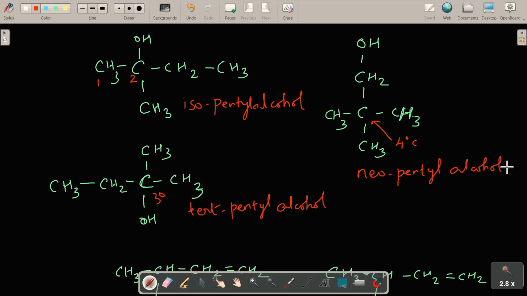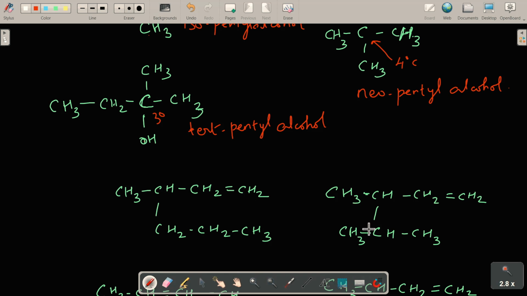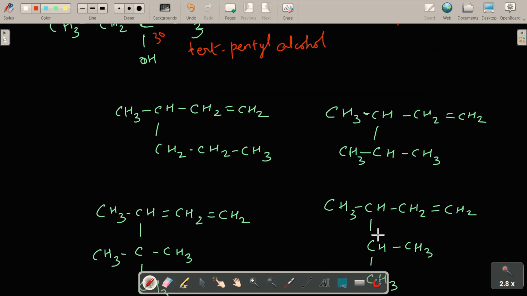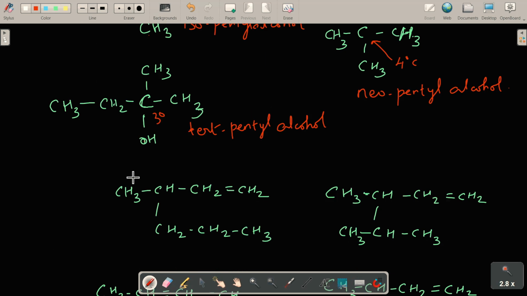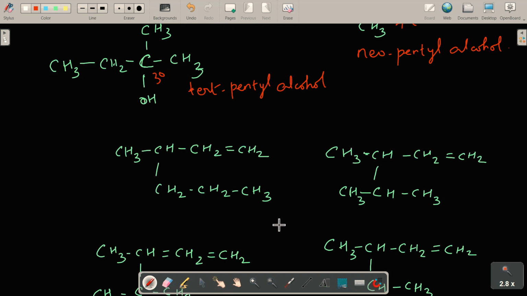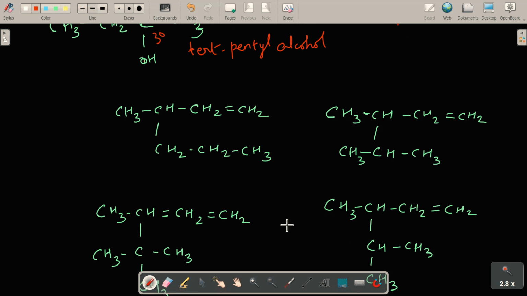Okay, now we can learn with some more examples. Here in the above example I have shown with the R group. Now for the R group I have written some compounds. That is the difference. First we'll find out what this R group is. CH3, CH, CH2, double bond CH2. It has 4 carbon atoms and you have a double bond. So it is a butene.